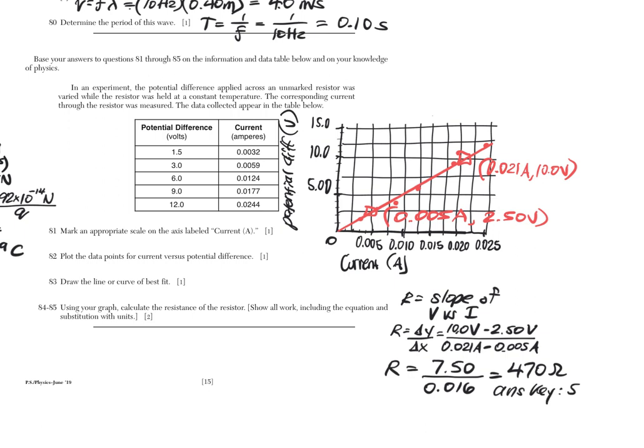says 500 or consistent with graph. So 470 ohms would be consistent with my graph, so it would get the points. But I'm sure that if I actually made my graph on an actual legit plot, I would get a better result. Larger graphs lead to more accurate answers.